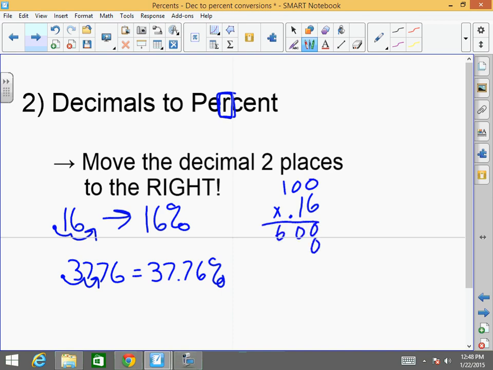0.0061. There's 2 decimals, 1, 2, so that would equal 16%.